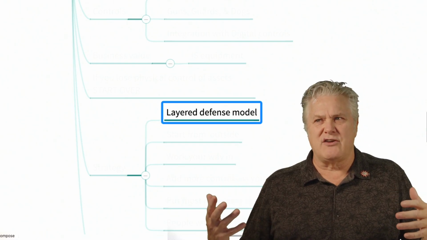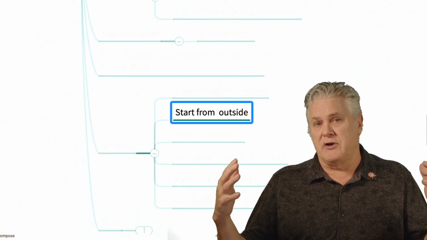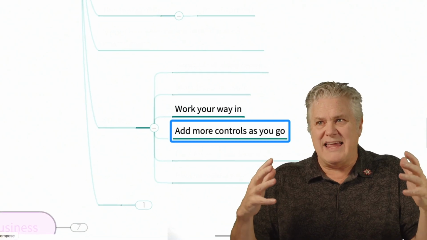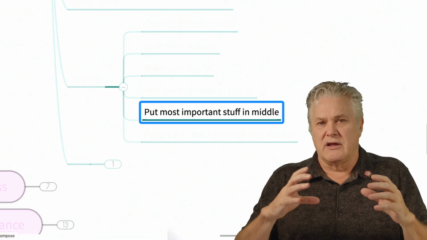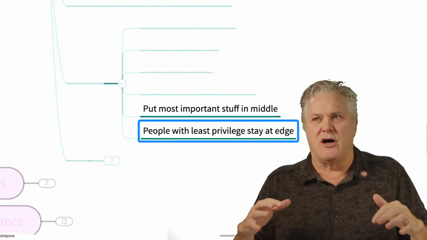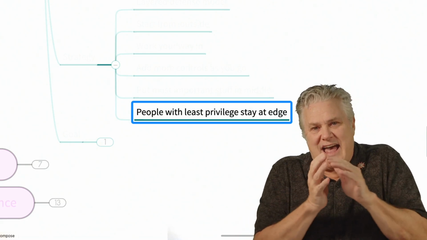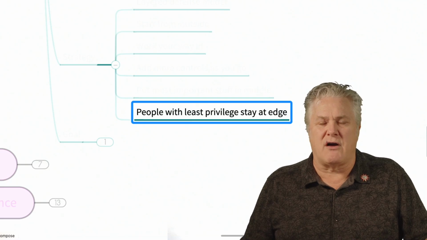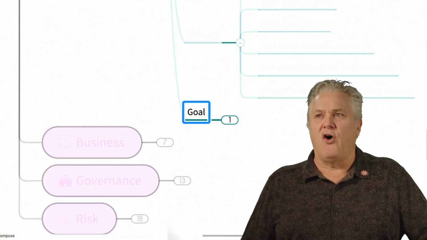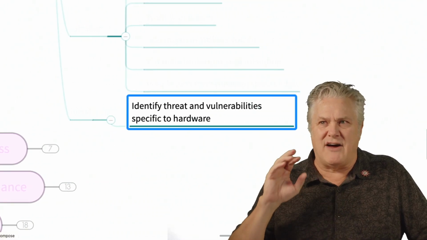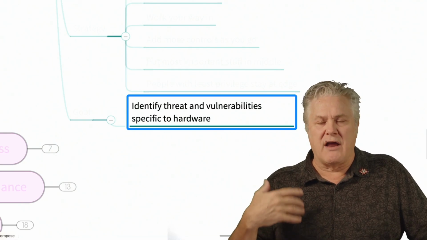Well, you start off with a layered defense model, sometimes called defense in depth. We start from the outside with putting in our controls, and we work our way in, and we add more controls as we go deeper and deeper inside of the organization. And we always put the most important stuff in the middle of our organization. People with least privilege stay at the edge, and we force them out. You'll see that when we talk about the section on operational controls. Ultimately, our goal in all of this is to be able to identify threats and vulnerabilities specific to hardware and networking hardware as we go along.